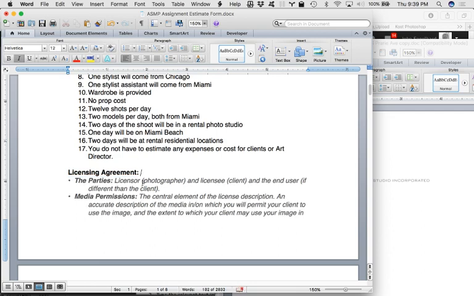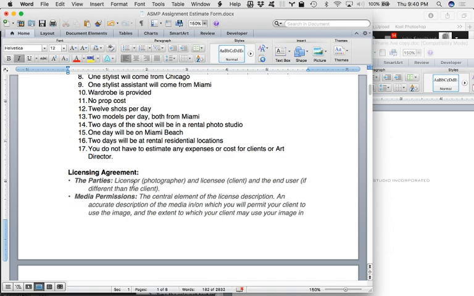For the licensor, I would put in photographer. For the parties, just fill this stuff in for who these are. So you would put in your name as the photographer. The client that's actually doing this would be Lord & Taylor. If this was an ad agency doing it for someone else, let's say VSA here in Chicago, they would be the client.